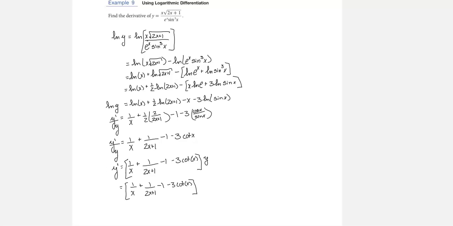And then originally y was x square root 2x plus 1 over e to the x sine cubed of x. So there's my derivative. And that would be really easy for us to plug numbers in if we needed to evaluate.